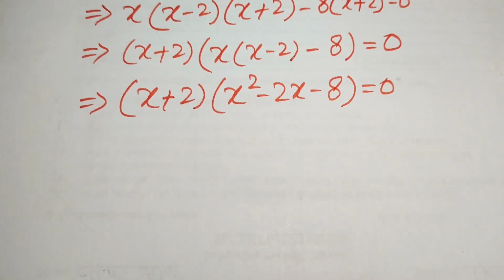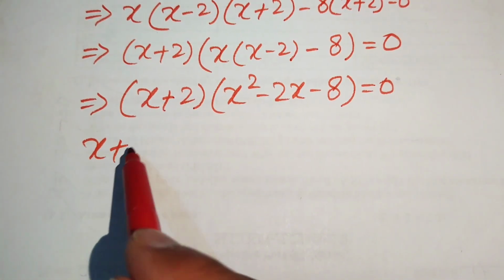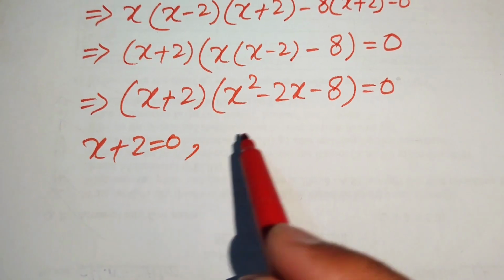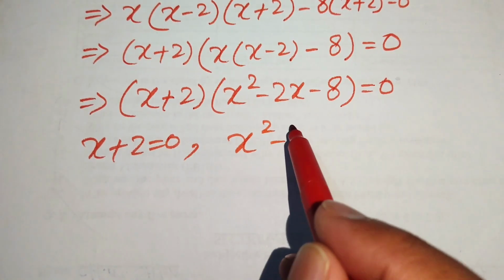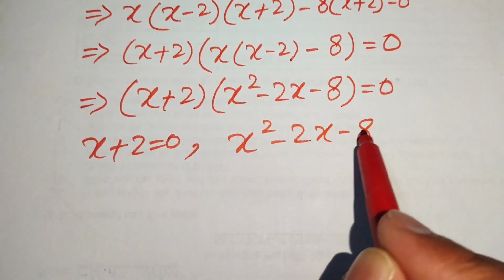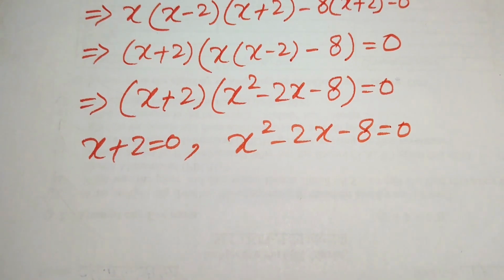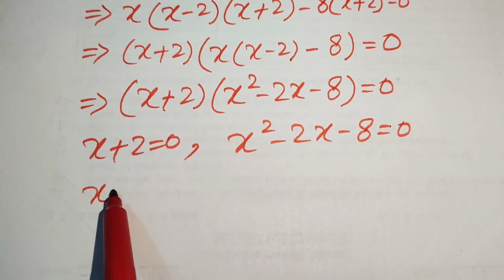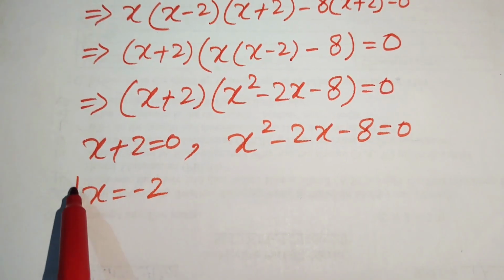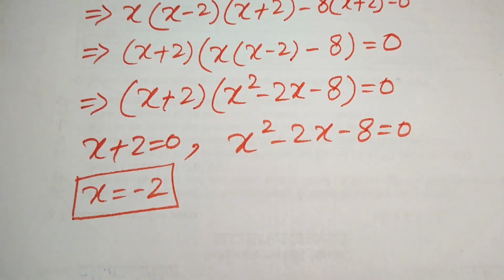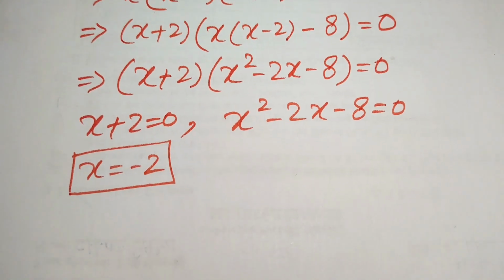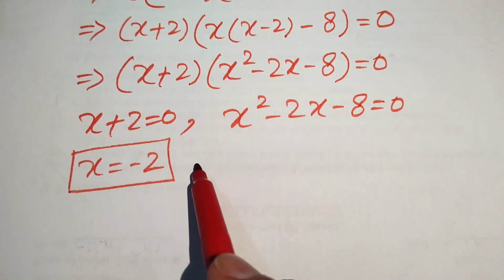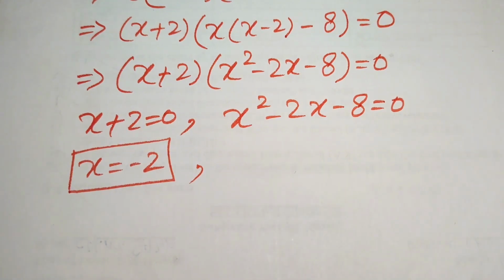Now we divide this equation into two cases. Our first case is x plus 2 equals 0, and the second case is x squared minus 2x minus 8 equals 0. From the first case we easily get the value of x equals minus 2. This is the first value of x. Now in order to find the other values of x, we need to solve this quadratic equation.